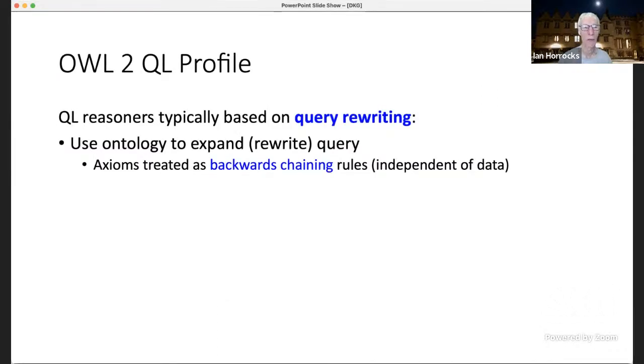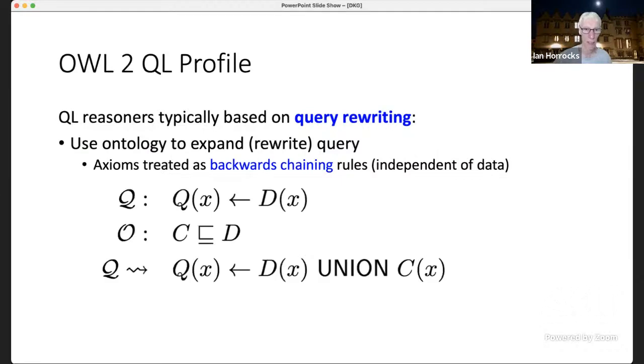Well, the QL profile is designed such that you can build reasoners that use a technique called query rewriting. And the way query rewriting works in one sentence is that it uses the ontology axioms to rewrite the query by treating them as sort of backward chaining rules. And note that this process is independent of the data. So we rewrite the query such that the expanded query will give us the right answer regardless of what the data is. And here's a very trivial example of how that would work.